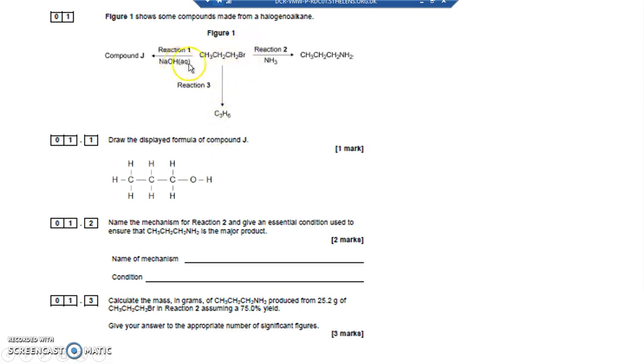So that's a process called nucleophilic substitution. The OH minus is a nucleophile. It's a lone pair donor.